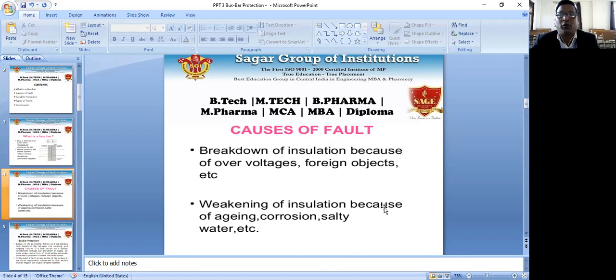Causes of fault: breakdown of the insulation because of overvoltage, external objects, etc. And second, weakening of the insulation because of aging, corrosion, salty waters, etc. So there are two major causes of fault in a bus bar.